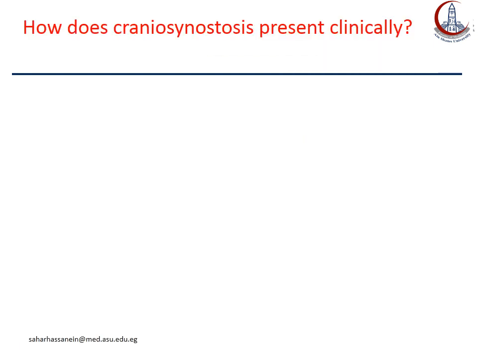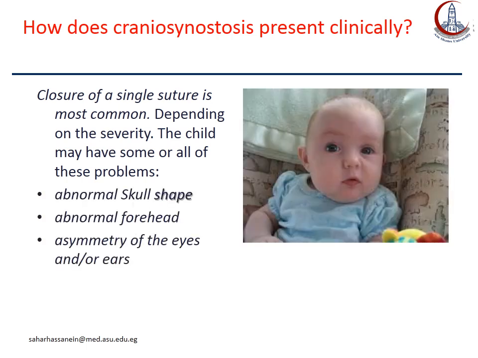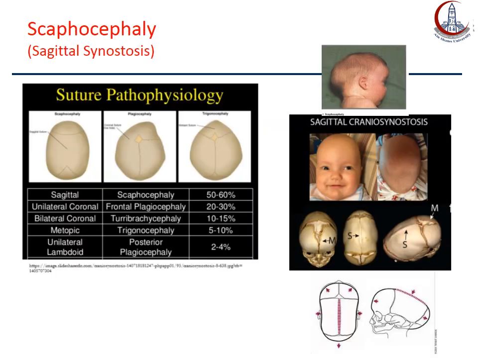How does craniosynostosis present clinically? Closure of a single suture is common. Depending on the severity, the child may have some or all of the problems: abnormal skull shape, abnormal forehead, asymmetry of the eyes and/or the ears.